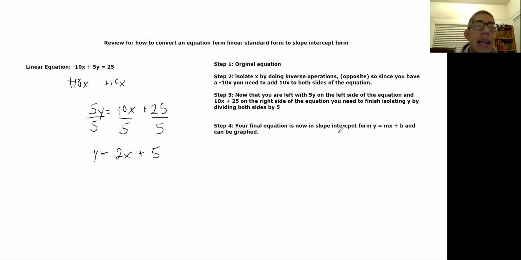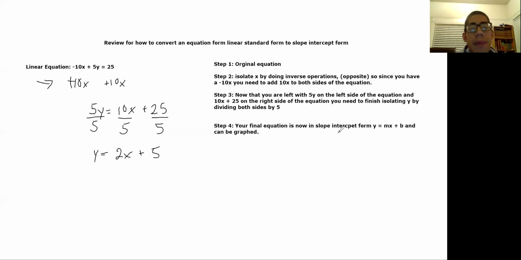Step two, you can begin to isolate y by doing the inverse operations. The goal here is to make sure that y in general is left by itself on the left side of the equation, and all the x's move to the right. So in order to move the negative 10x to the right side of the equation, we need to do the inverse operation, which is the opposite. Right now we have a negative 10x, and since it's negative, the opposite of a negative is a positive, which means we're going to have to add 10x to both sides, which is why I have this step right here.